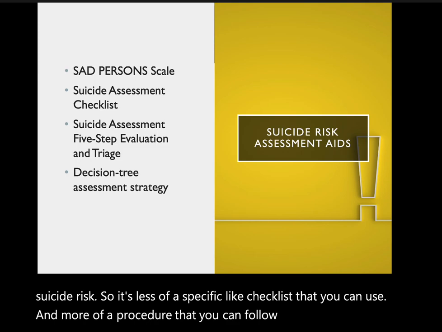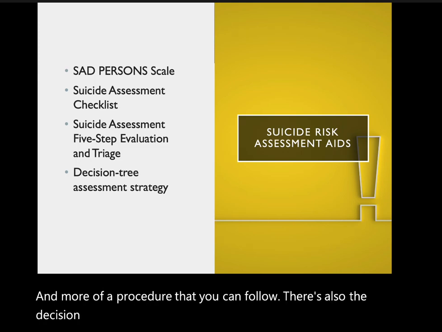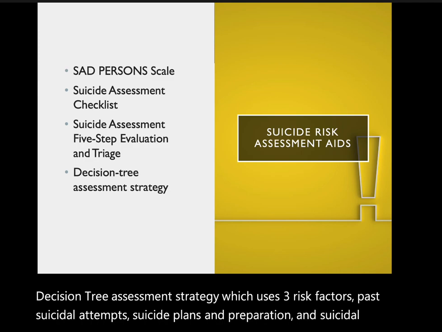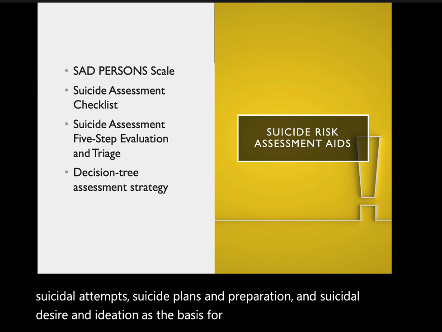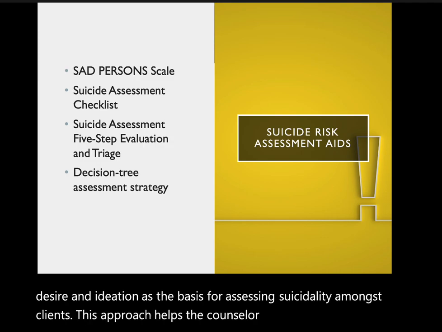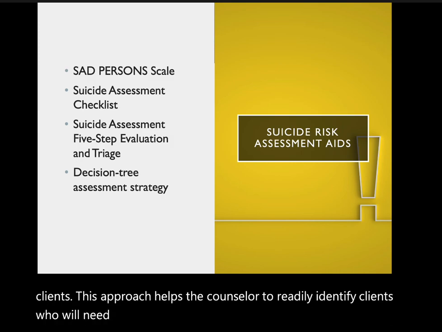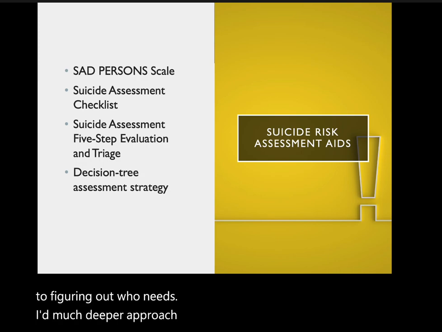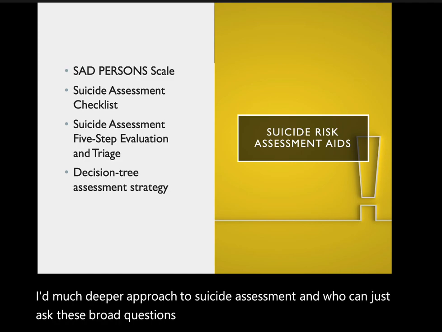There's also the decision tree assessment strategy, which uses 3 risk factors: past suicidal attempts, suicide plans and preparation, and suicidal desire and ideation as the basis for assessing suicidality amongst clients. This approach helps the counselor to readily identify clients who will need further assessment. So it's a really quick approach to figuring out who needs a much deeper approach to suicide assessment and who can just be asked these broad questions and then move on.